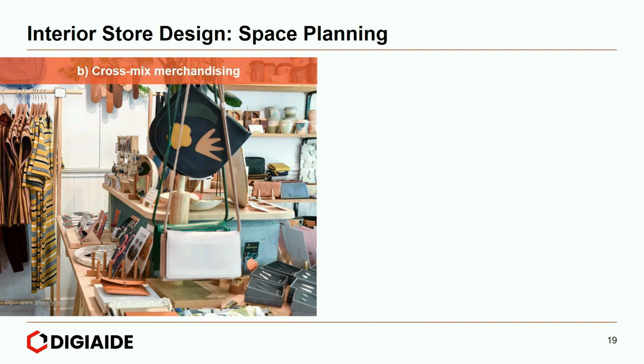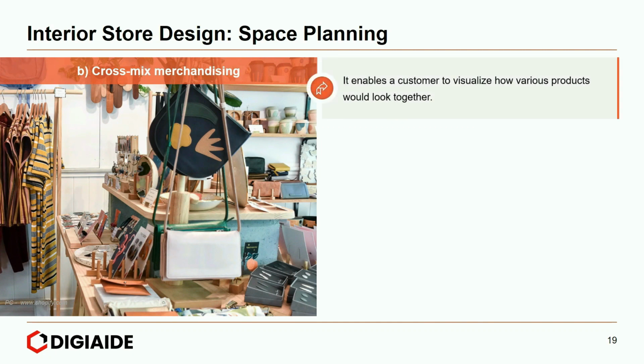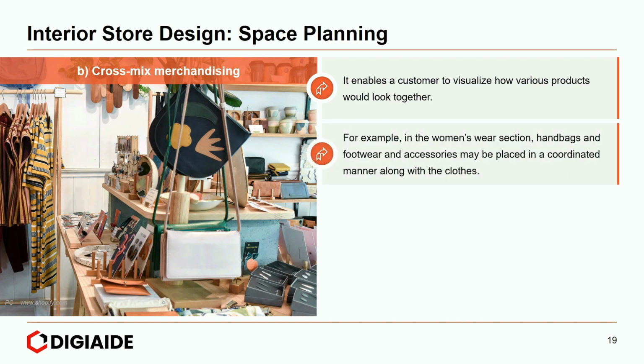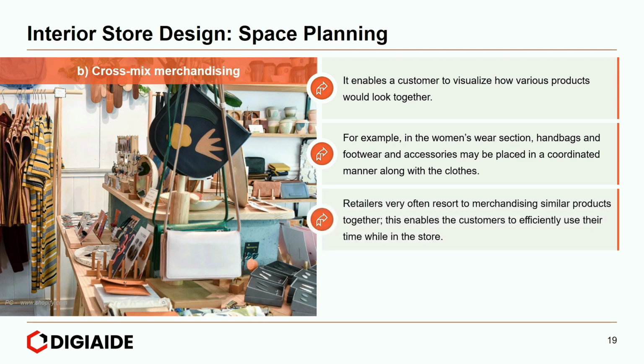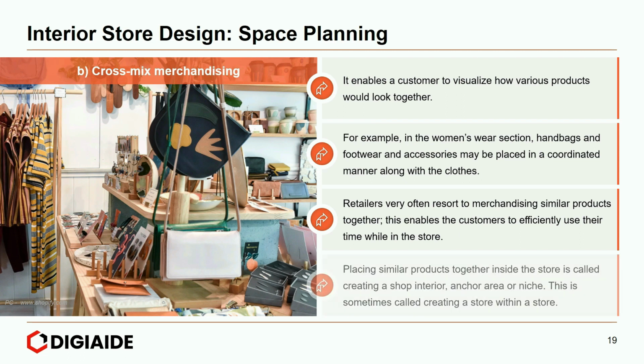The other factor is cross-mix merchandising. It enables a customer to visualize how various products would look together. For example, in the women's wear section, handbags and footwear and accessories may be placed in a coordinated manner along with the clothes. Retailers very often resort to merchandising similar products together. This enables the customer to efficiently use their time while in the store. Placing similar products together inside the store is called creating a shop interior, anchor area, or niche. This is sometimes called creating a store within a store.